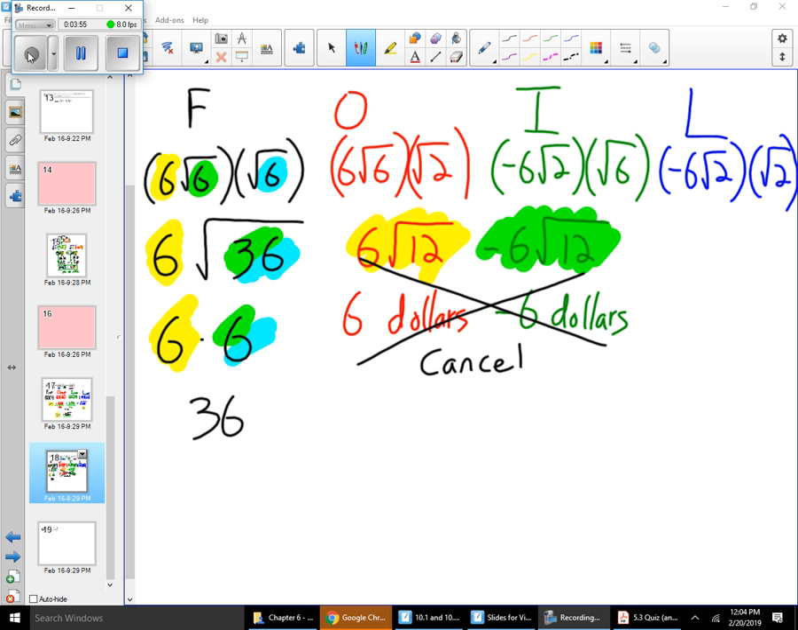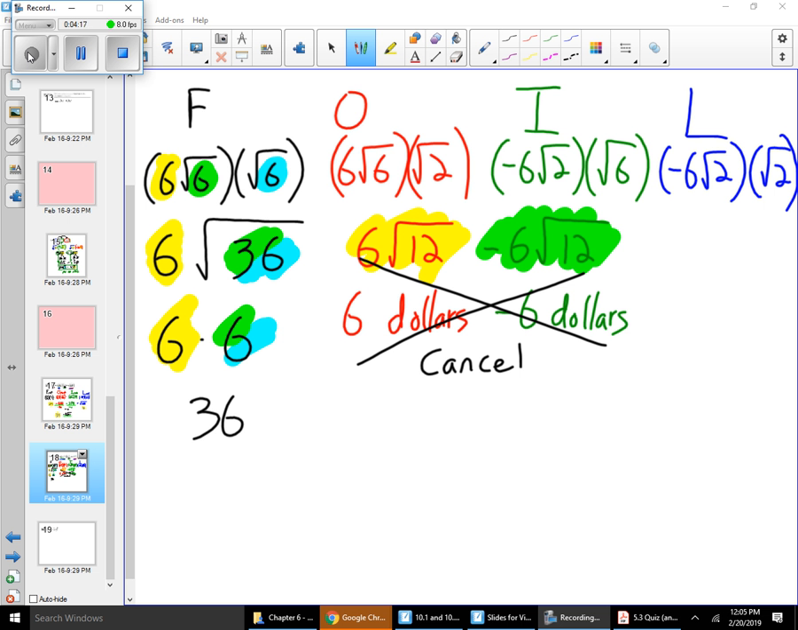You may see that cancellation even after you simplify. You could have taken that root 12 and broken it up into a root 4 and a root 3, so on and so forth. You still would have seen that cancellation later on, but if you notice it early, feel free to cancel out those terms early. It does save us some work simplifying in the long run. So that was pretty nice.